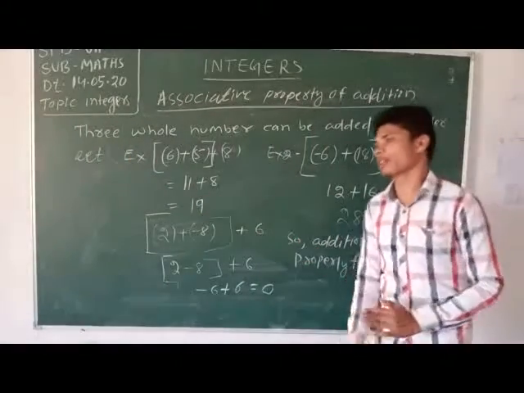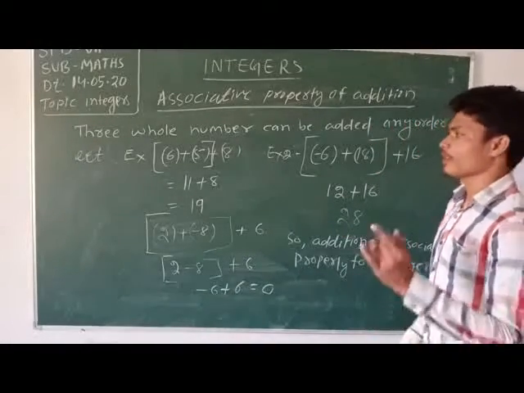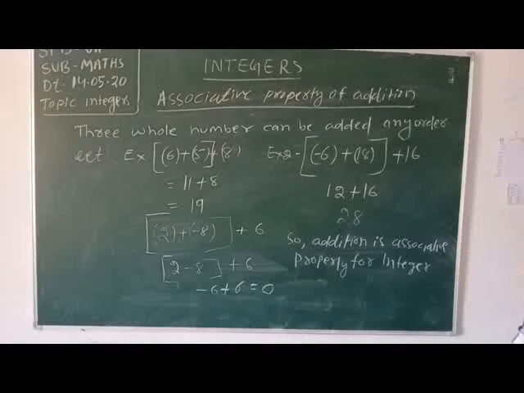Today we learned about addition and subtraction properties. We know three properties: the closure property, the commutative property, and the associative property.